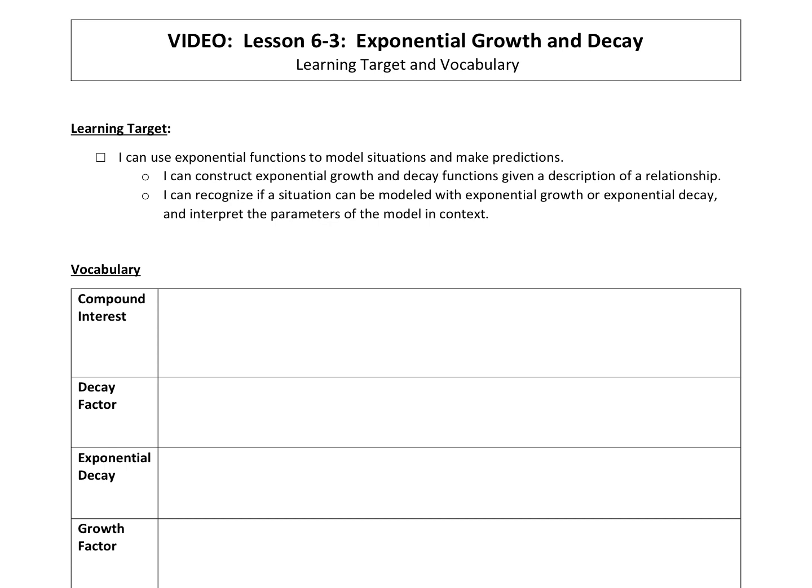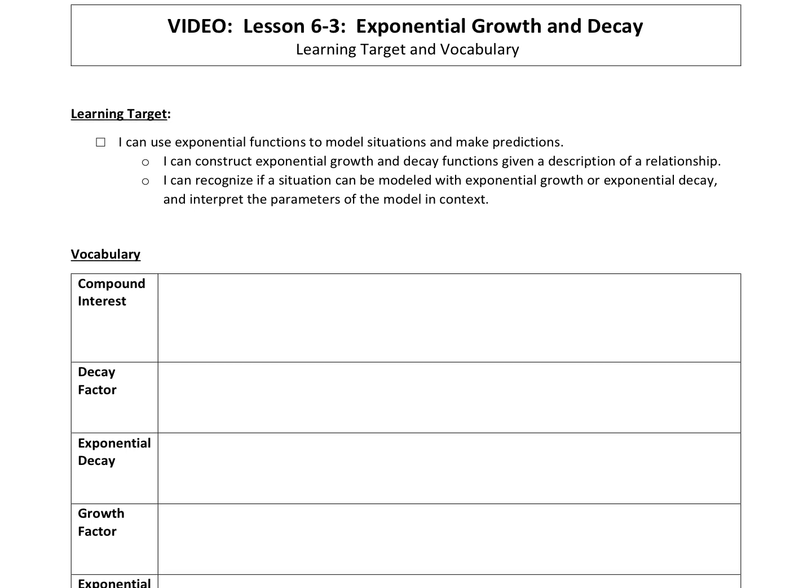Our learning target for this lesson: we will use exponential functions to model situations and make predictions. We will be able to construct exponential growth and decay functions given a description of a relationship, and we will be able to recognize if a situation can be modeled with exponential growth or exponential decay and interpret the parameters of the model in context.